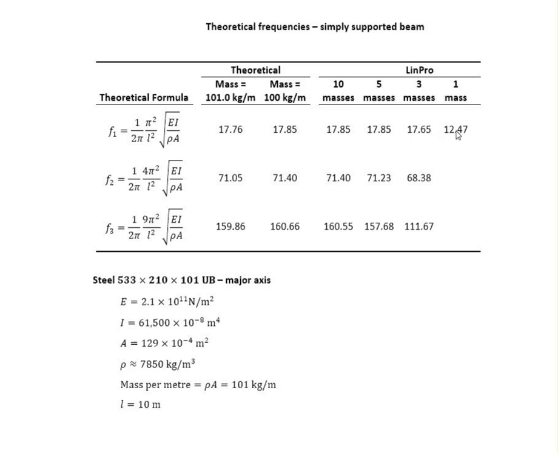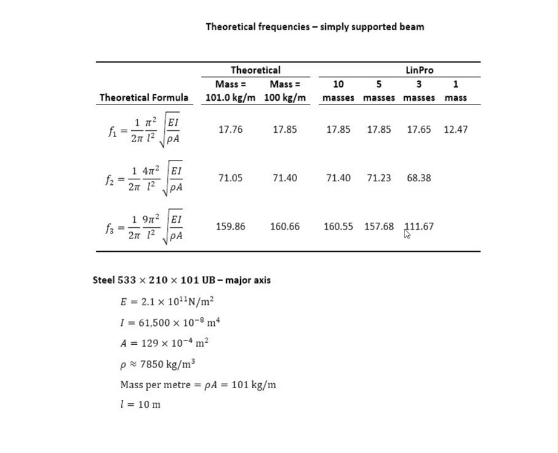So if you looked at that, for instance, going from 12.47 to 17.65, that's a big jump. But then moving on to 70.8, that's quite a small jump. So we could say, okay, although we don't generally for a structure know what the theoretical answer is, we can say the difference between three masses and five masses is very small. And again, similarly here, if we went from 3 to 5 to 10, we could see we're converging pretty closely to the result.